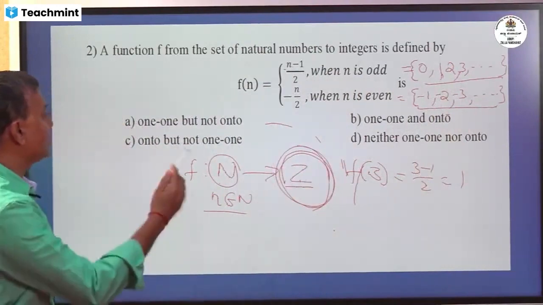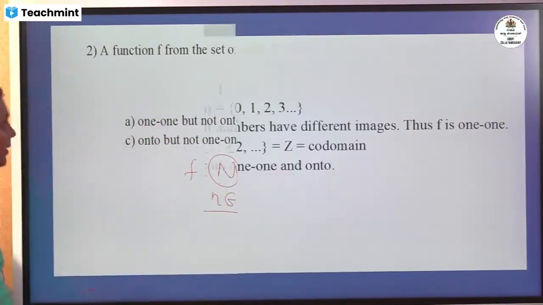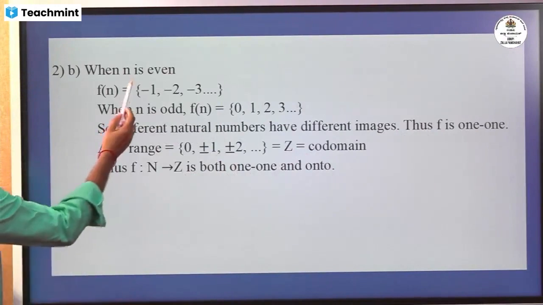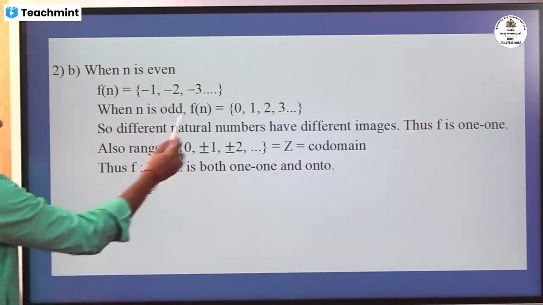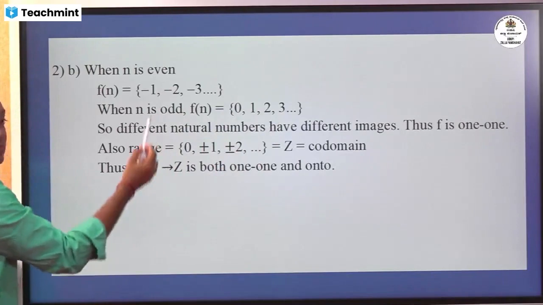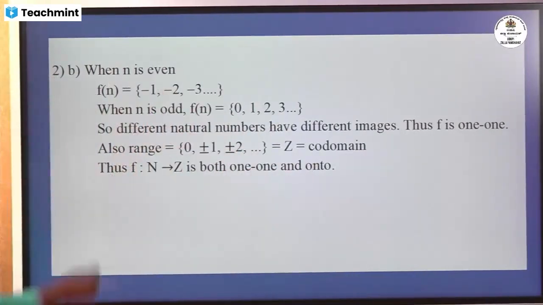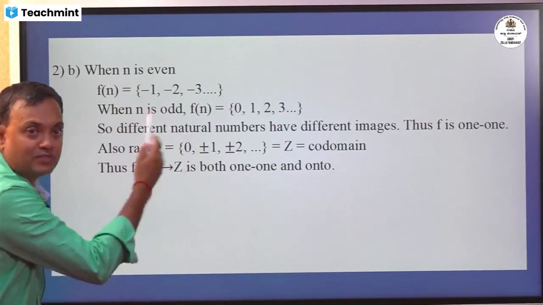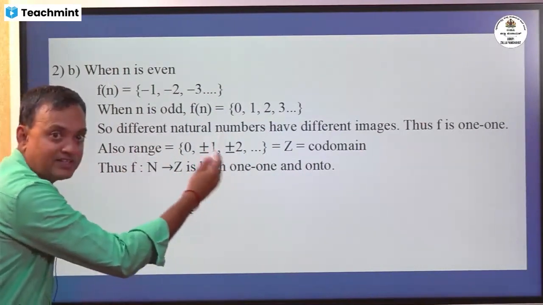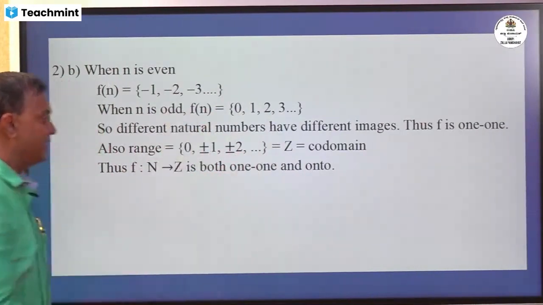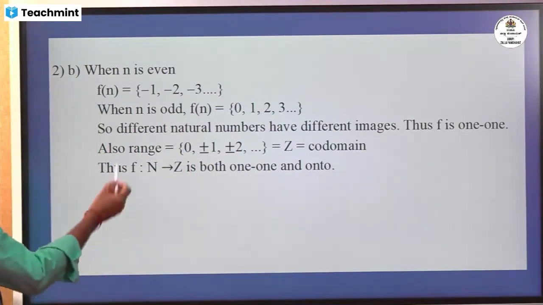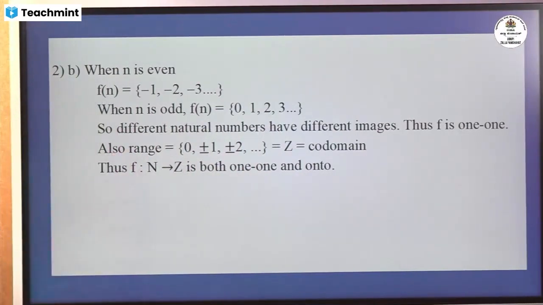So this function, when n is even and when n is odd, different natural numbers have different images, thus f is one-one, and the range is 0, plus or minus 1, plus or minus 2, etc. This is equal to the codomain Z. So f from N to Z is both one-one and onto. Answer is B. Next one.